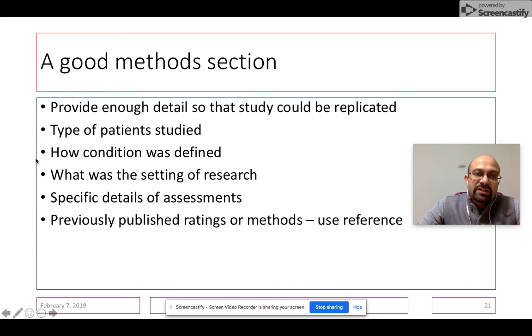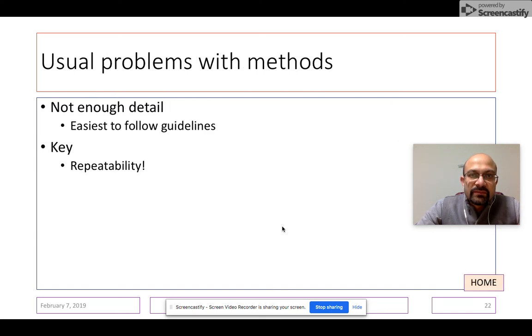You need to tell what type of patients were recruited, how the condition was identified, what was the setting of the research, and you have to give specific details of the assessments that were made. And you will also tell what were the previously published ratings or methods. That is the only case when you are actually allowed to use references in the methods section. So generally in the methods section, you never use references. However, if you are quoting a previously published method or a rating which has been used in the past, that is the only time you are permitted to use references.